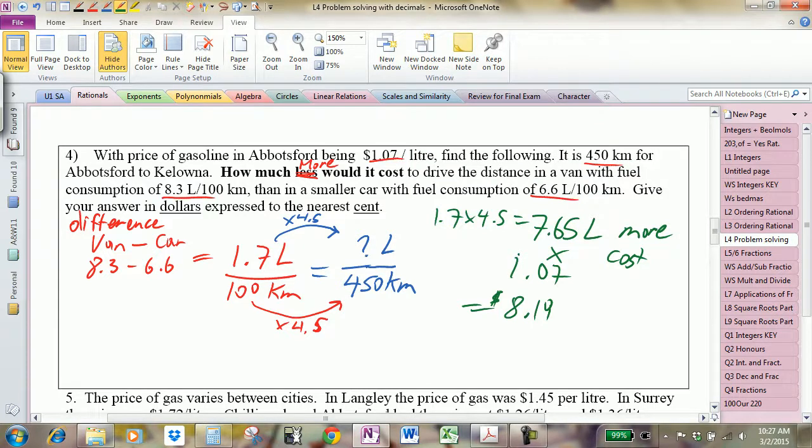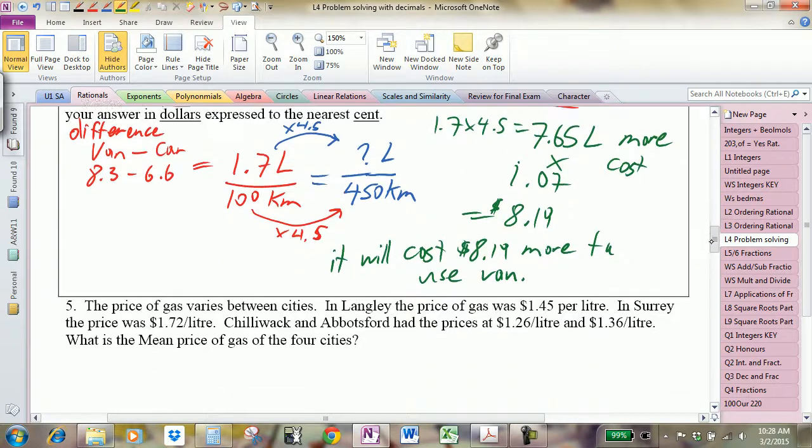So, brief sentence. What is it? To use the van. Okay. There we go. Now the van's fuel consumption is probably more like 13 liters per 100 kilometers. Car's probably more like 8 maybe. I don't know. I didn't look it up. Any questions?